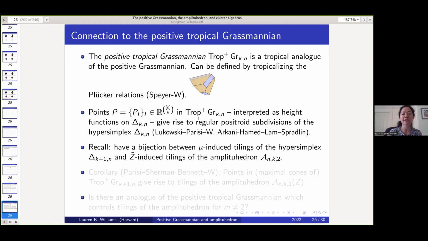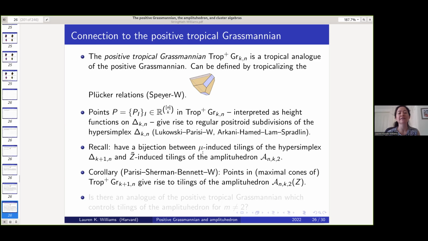And now we have a bijection. So basically a point in the positive tropical Grassmannian gives rise to a subdivision of the hypersimplex. And then because we have a bijection between tilings of the hypersimplex and tilings of the amplituhedron, we can use points in the tropical Grassmannian to construct tilings of the amplituhedron for m equals 2. And the vague question is, is there some analog of this story when m is not 2? And yeah, we have no idea.